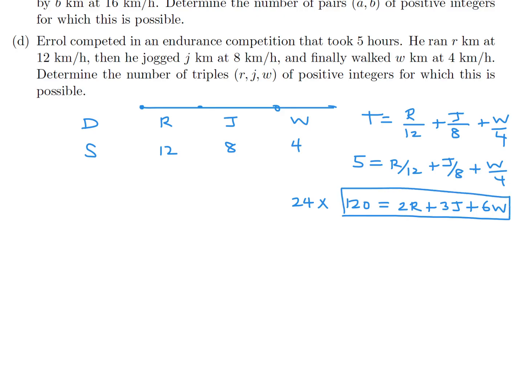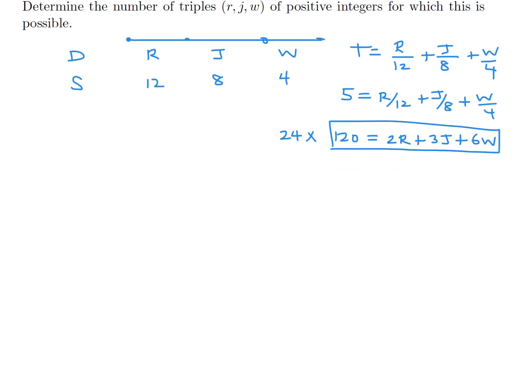Okay, let me try a different approach this time. Instead of immediately trying to hunt for solutions, let me see if I can simplify this a little bit at least. I'm going to let R equal 3K. That will make this equation 120 equals 6K plus 3J plus 6W. That makes it a little bit simpler, because now I can divide through by 3. And when I do, I'll get 40 is equal to 2K plus J plus 2W. Got it? So at this point, this is a little bit cleaner than before.